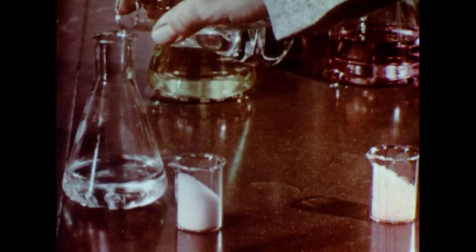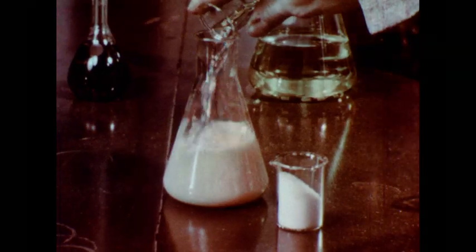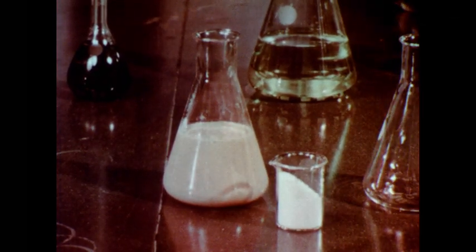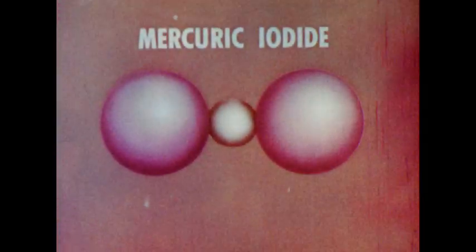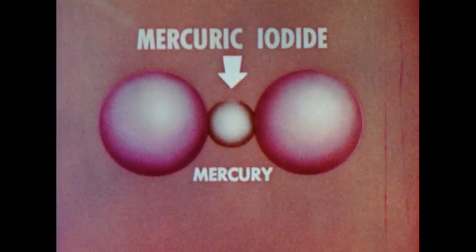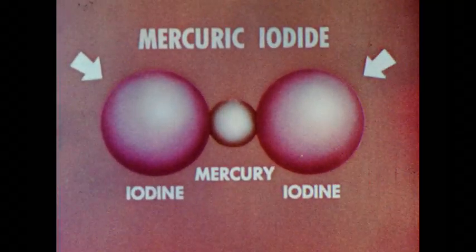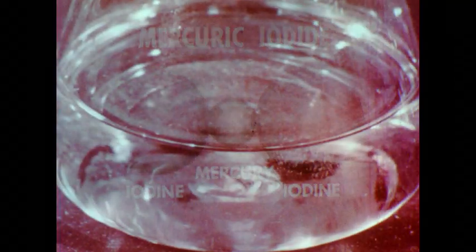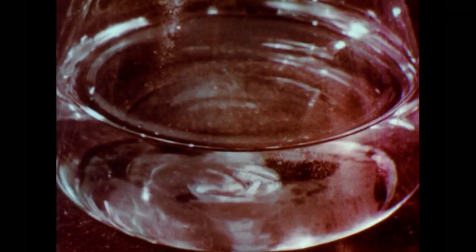When the 2 solutions are mixed together, a chemical change takes place, and new materials are formed. This mixture has changed color because it contains a new material which is orange-colored. This material is called mercuric iodide. Its molecule is made up of 1 atom of mercury and 2 atoms of iodine. When we mix the 2 materials together, iodine from the potassium iodide molecules replaces the chlorine of the mercuric chloride molecules, forming molecules of mercuric iodide.